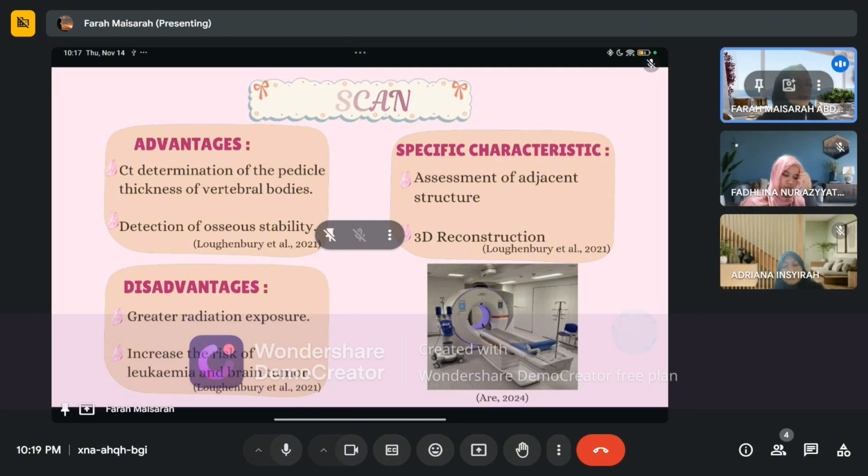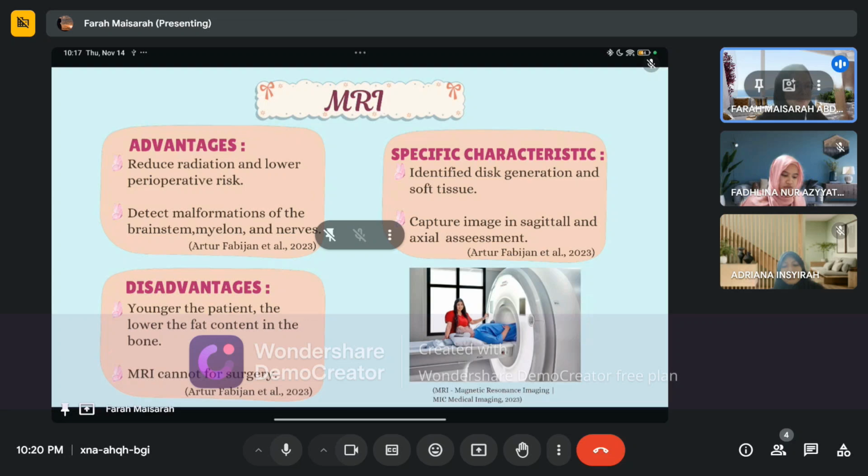And the last modality is MRI. For the advantages of MRI, it can reduce radiation and lower preoperative risk. Why do I say it can reduce the radiation? Because MRI means magnetic resonance, so it only uses magnetism to do the examination. It does not use any radiation. It can also detect malformation of the brainstem, myelin, and nerves, because MRI can differentiate soft tissue very well.